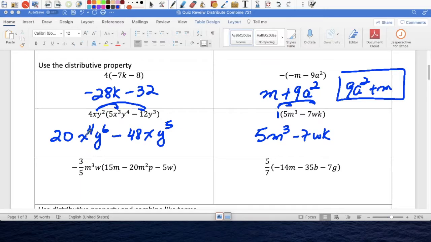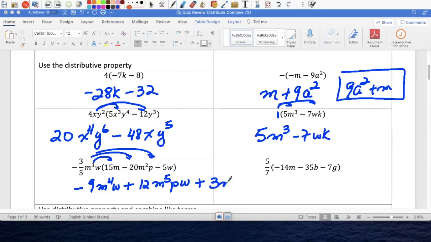Bottom one, negative times a positive is a negative. 3/5 of 15 is 9. And then m cubed times m is m to the 4th, w. Negative times a negative is a positive. 3/5 of 20 is 12. m cubed times m squared is m to the 5th. Put it alphabetically. Last one, negative times a negative is a positive again, and 3/5 of 5 is just 3. m cubed, and then that w and this w gives me w squared.